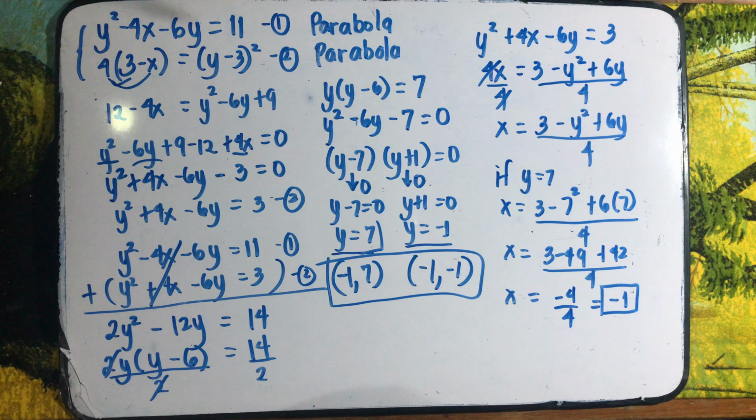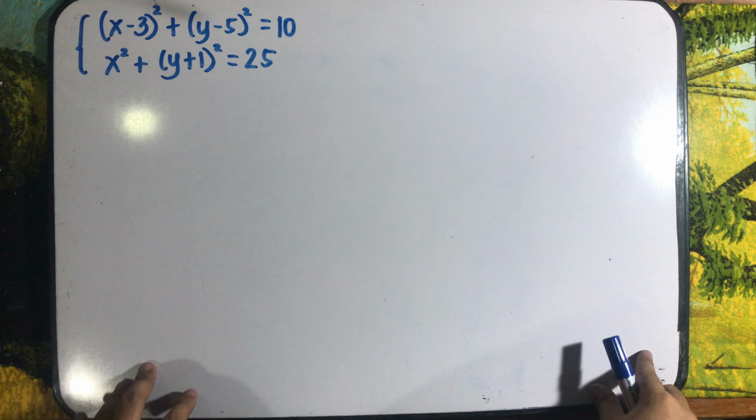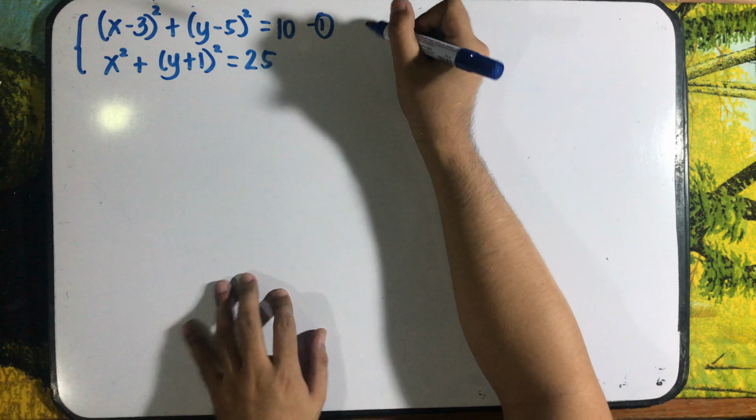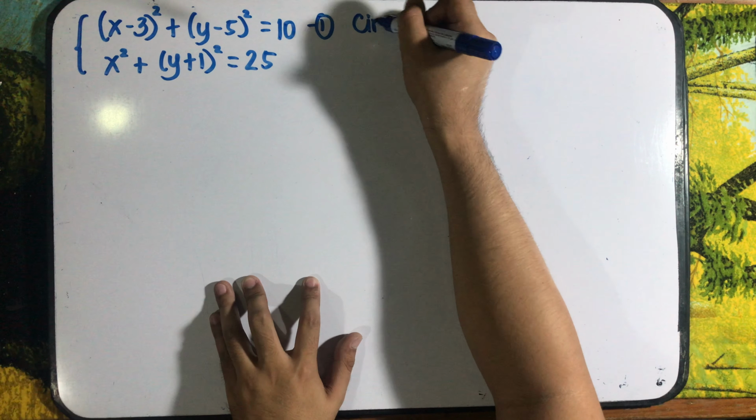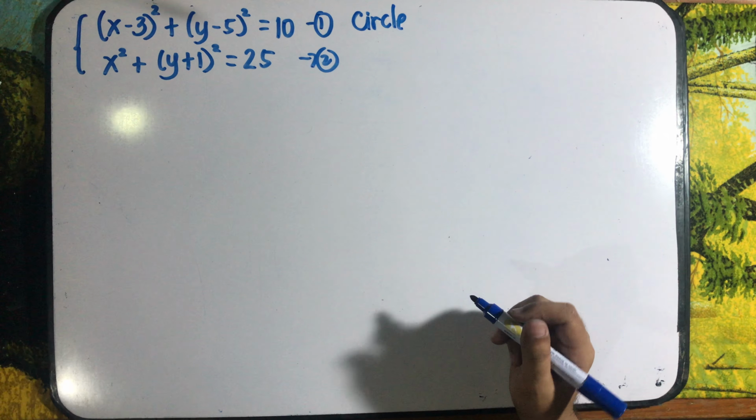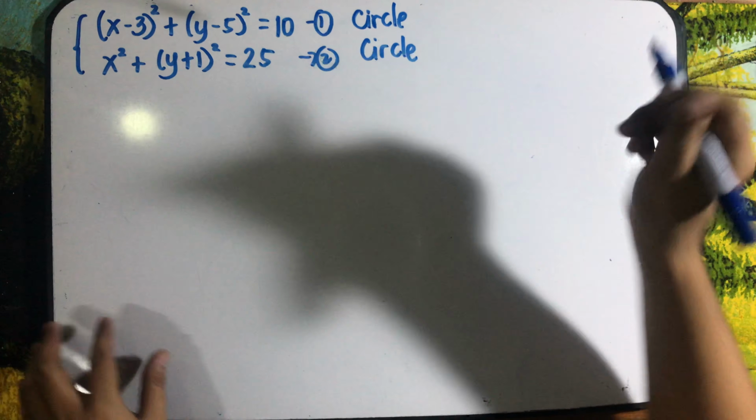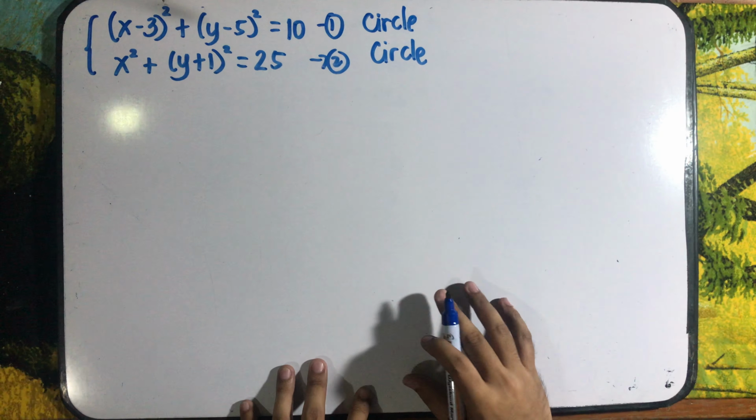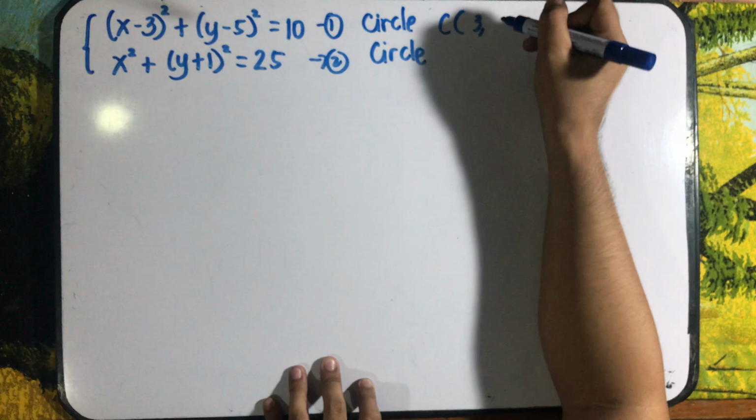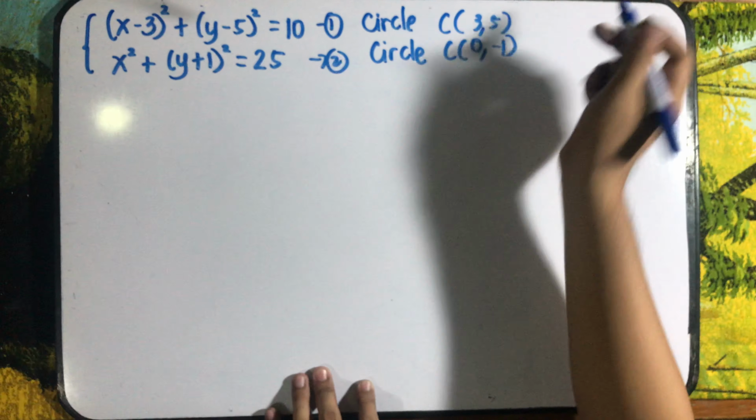So let's have another example. We are now given (x minus 3) squared plus (y minus 5) squared is equal to 10. This is our equation 1. Therefore, we could say that this is a circle. For equation 2, we have x squared plus (y plus 1) squared is equal to 25. Therefore, it is also a circle because it takes the standard form of a circle. The center for this one is 3, 5. And the center for this one is 0, negative 1.